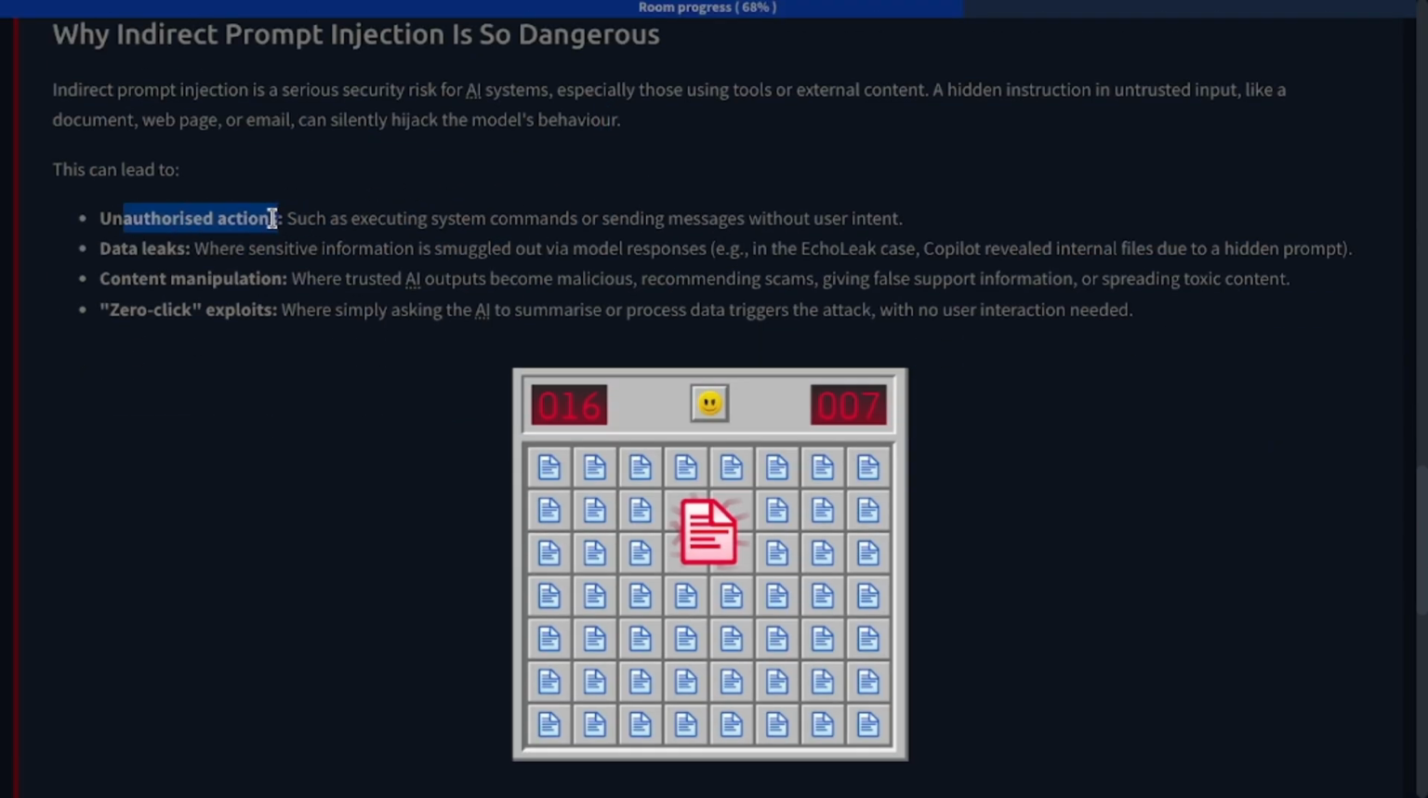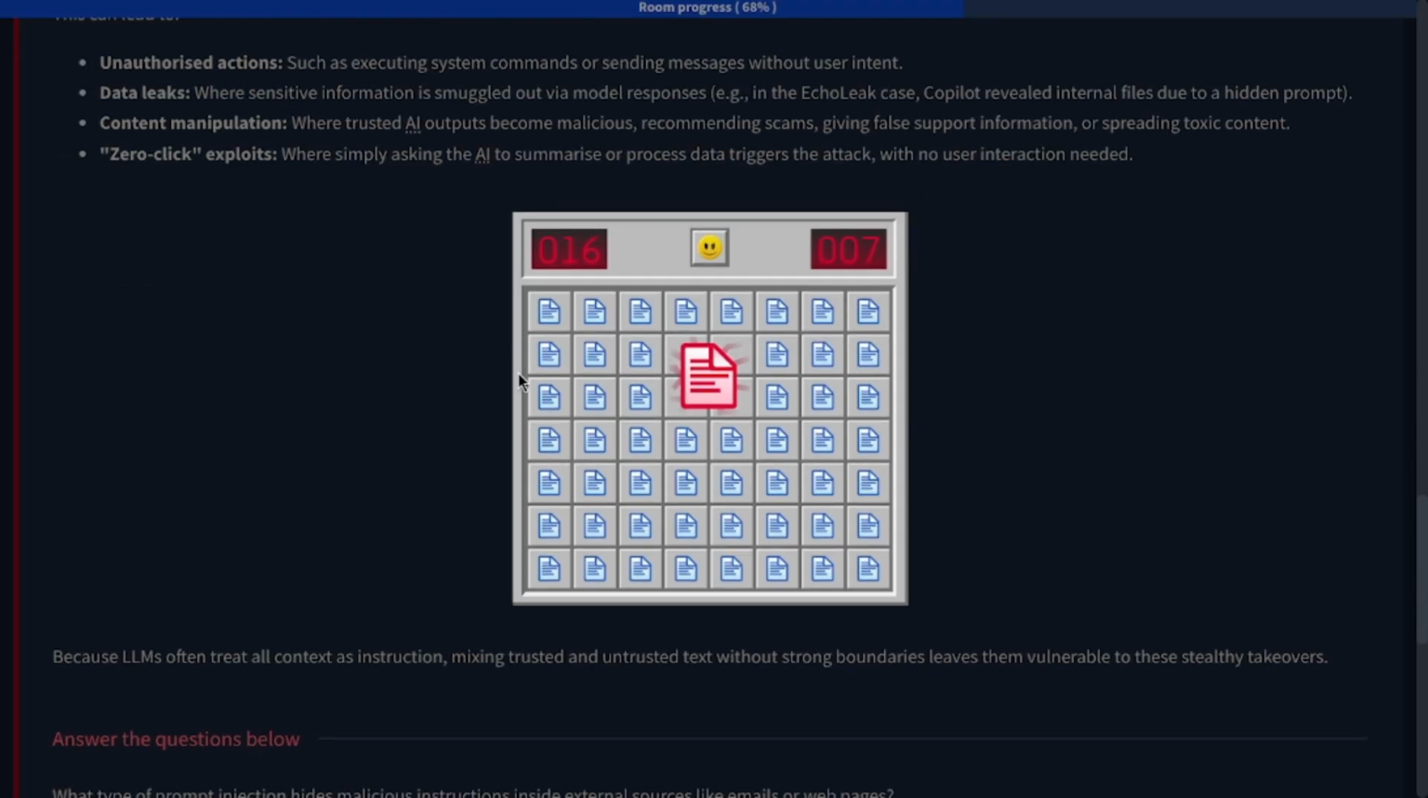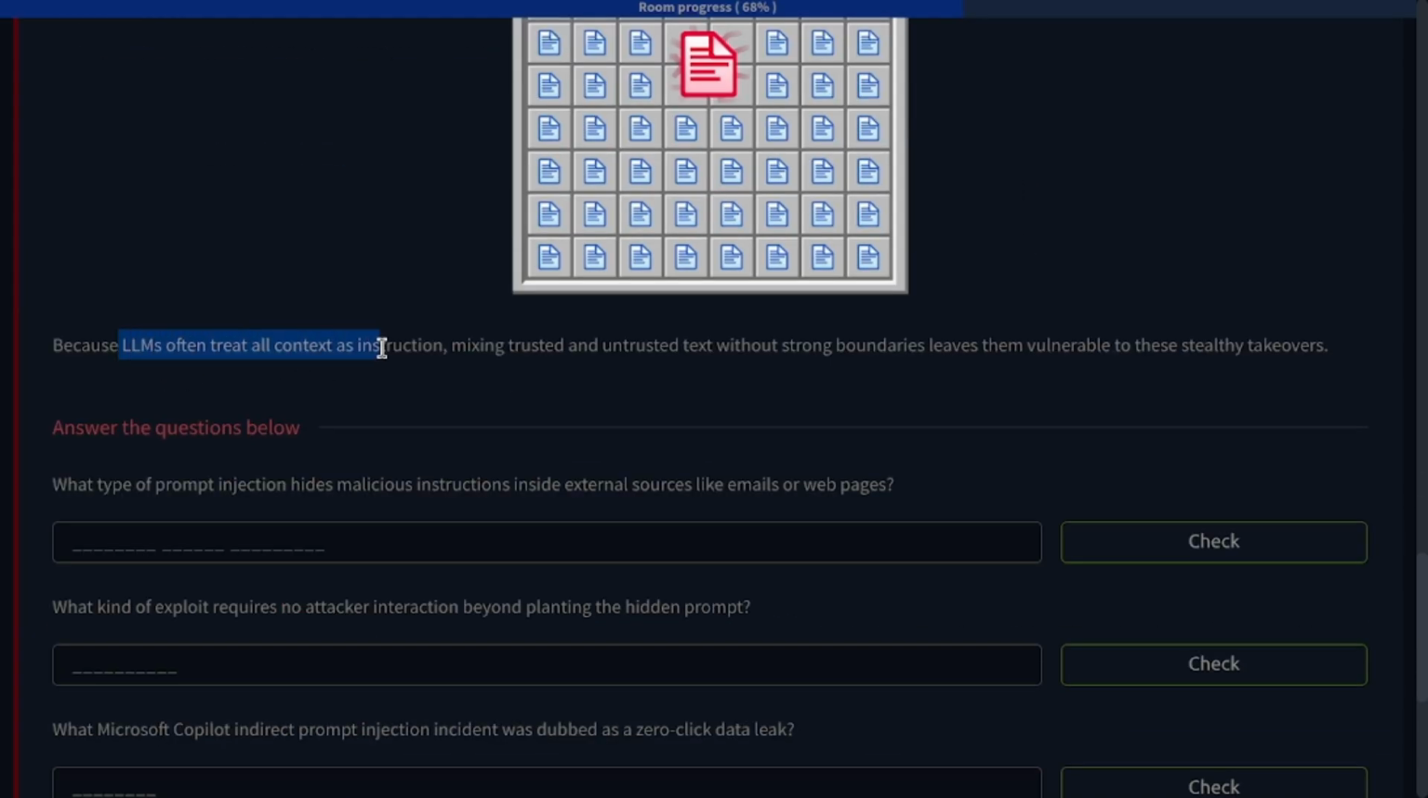It can lead to unauthorized actions like executing system level commands, or data leaks like sensitive information being leaked in the responses. For example, in the Echo leak case, Copilot revealed internal files due to the hidden prompt. Content manipulation could be done: AI outputs become malicious, recommending scams, giving false information. Zero-click exploits could also be possible, where simply asking the AI to summarize triggers the attack with no user interaction needed. And because large language models often treat all context as instruction, mixing trusted and untrusted text without strong boundaries, it makes them vulnerable to these takeovers.